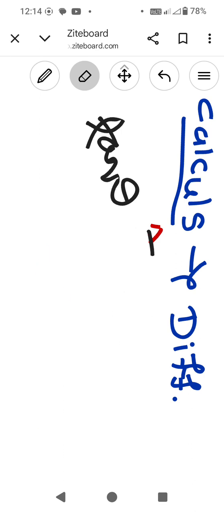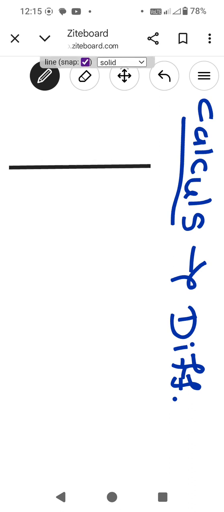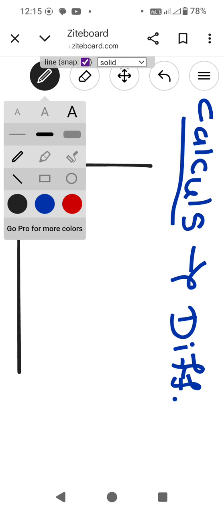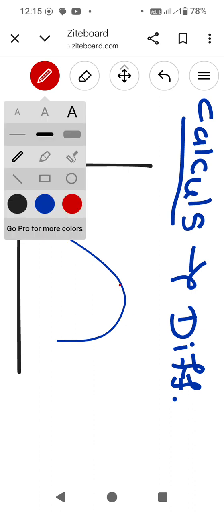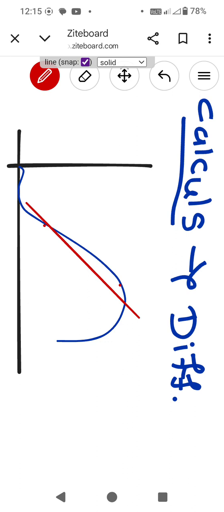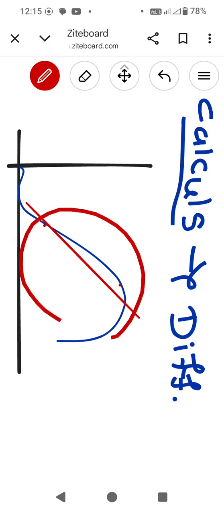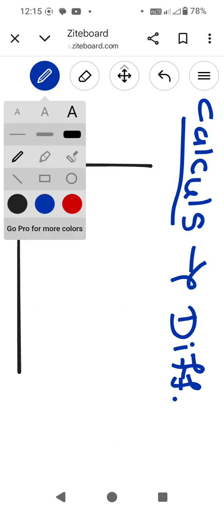Okay, so if I took a symmetrical line like this and then I told you to determine the slope, now determining the slope is very tough, because if I use a tangent, it cannot cover both points. So what can I do there?